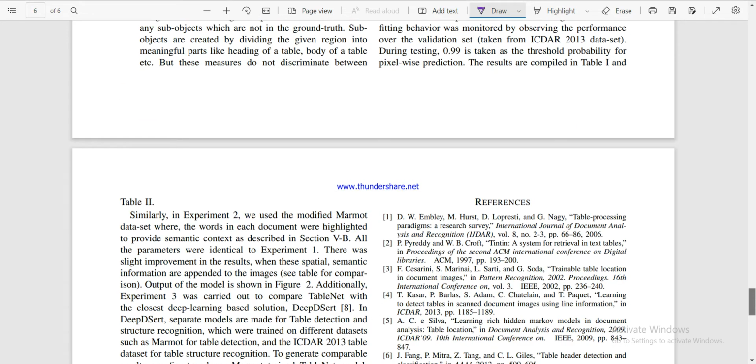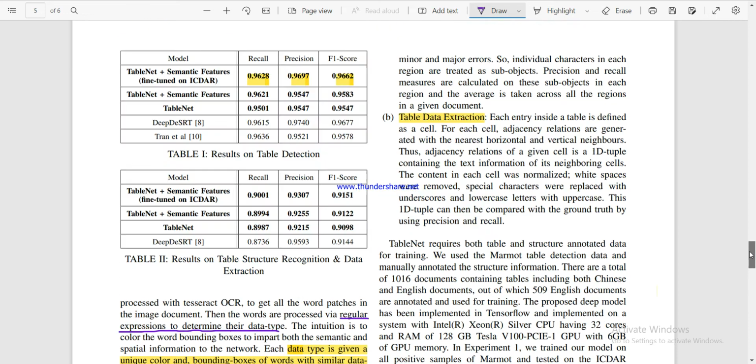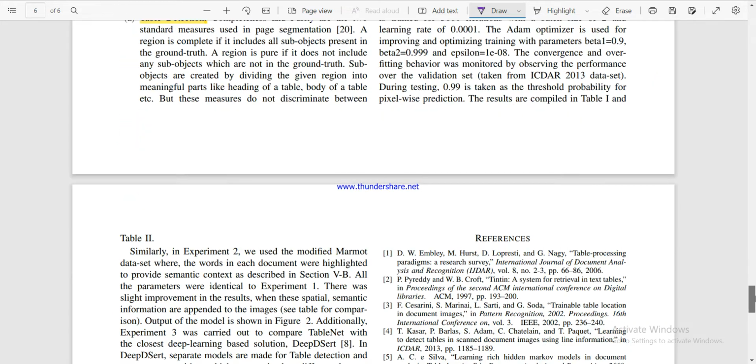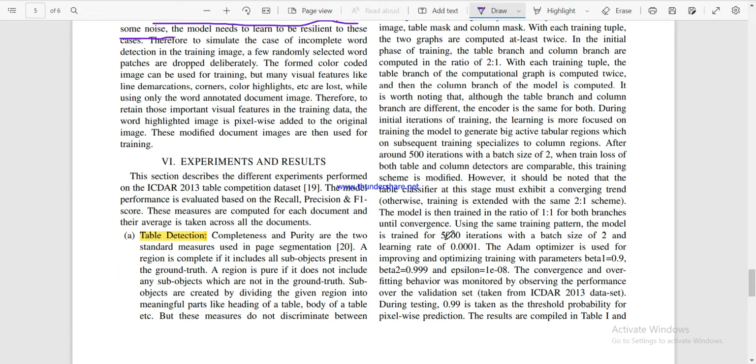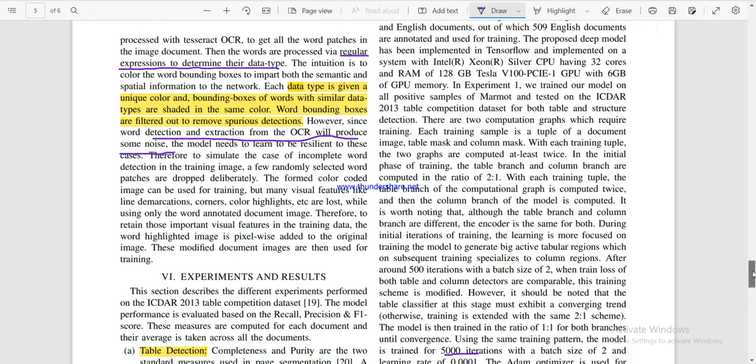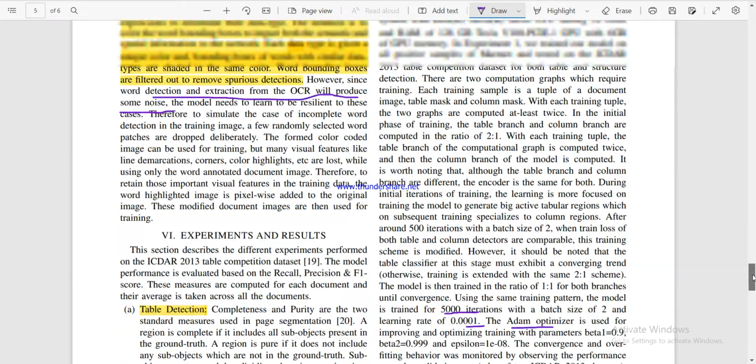So experiments and results are performed for both table detection and table data extraction. Here they describe how many iterations, from a coding perspective, and the pre-trained model they are using. The optimizer is the Adam optimizer, with 5,000 iterations and a given learning rate. These are the hyperparameter settings for this experiment for both table recognition and table detection and for table data extraction.